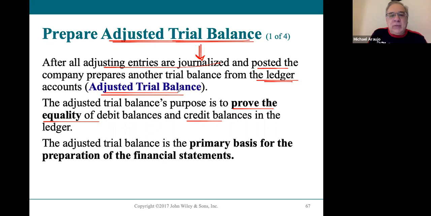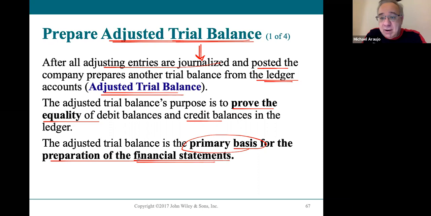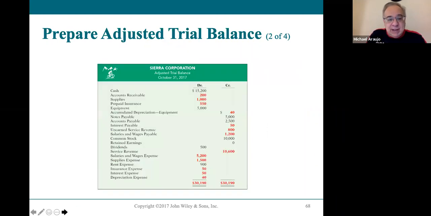The wonderful thing about the adjusted trial balance is this is the primary information we use to prepare our financial statements. And you know that first one that we prepare is the income statement. So once we've done our adjusted trial balance and it balances, we're ready to do the financial statements, starting with the income statement. So that's basically what you've got.